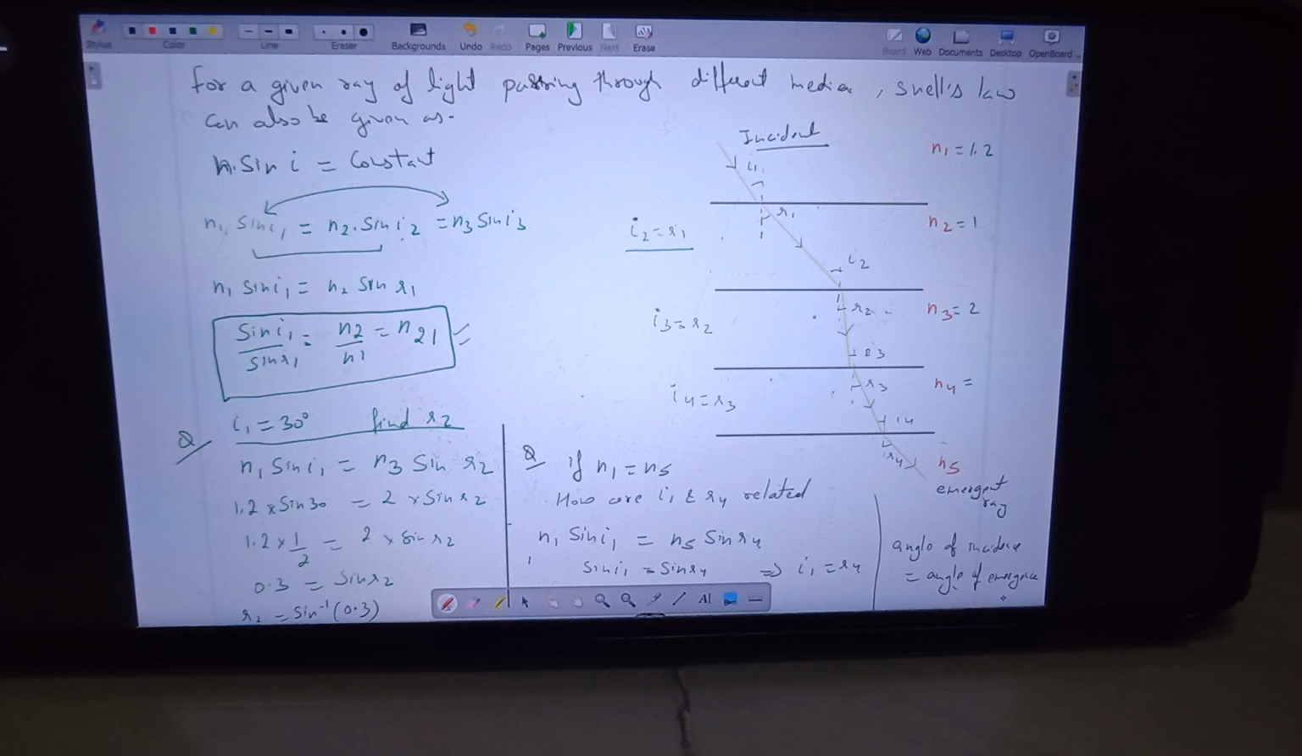Now, I think with this we have discussed the refractive index. We have discussed the concept of refractive index, and then we'll be applying it in various questions. Let's do some questions here. Okay, we'll start with one concept, and that is angle of deviation.